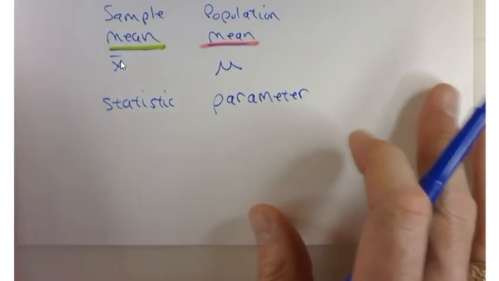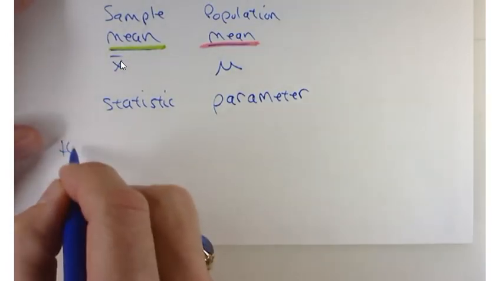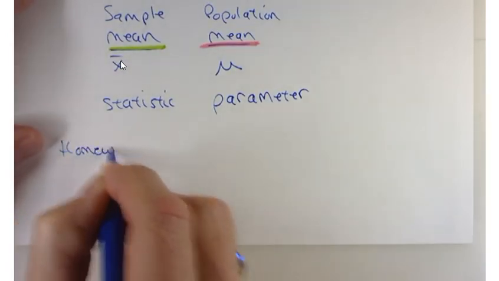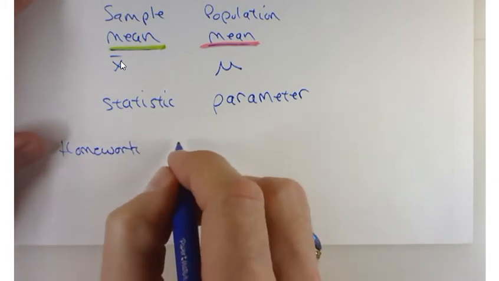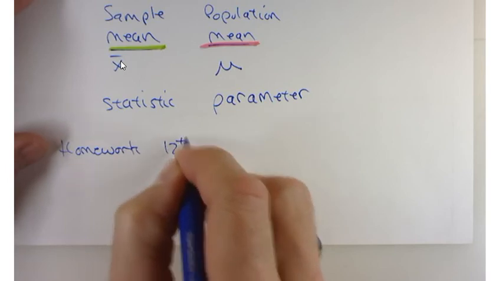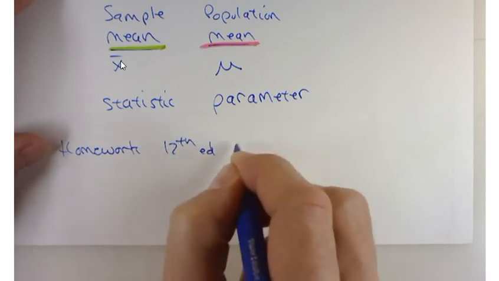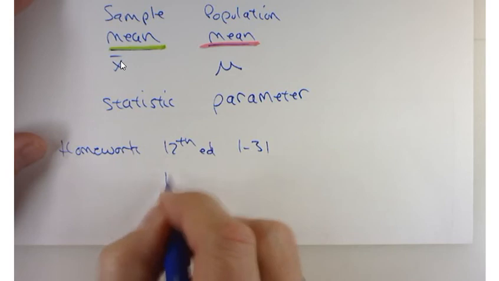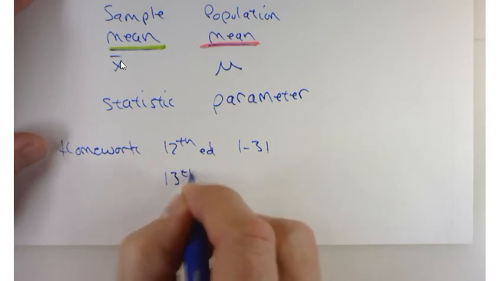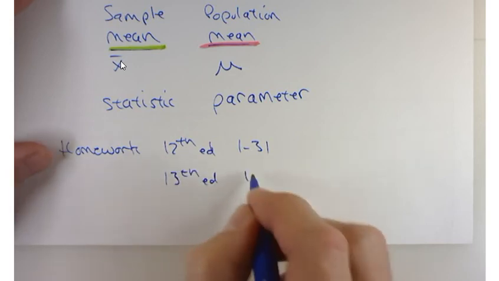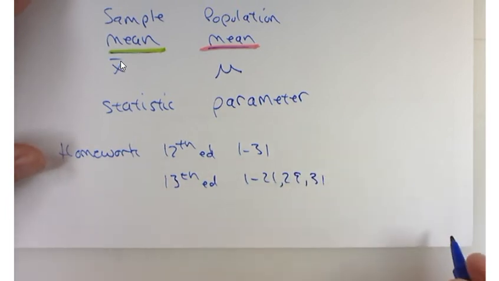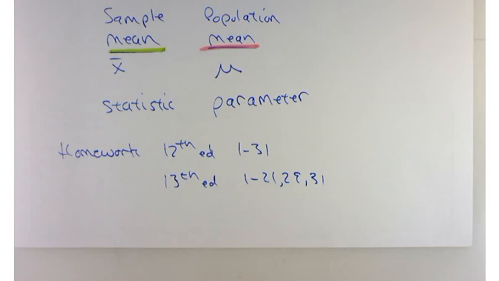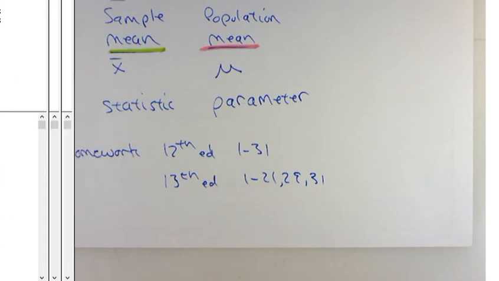So, for homework, try from the 12th edition, try 1 through 31. From the 13th edition, 1 through 21, 29, and 31. Good luck.